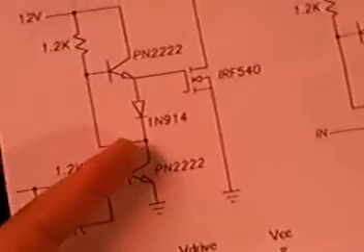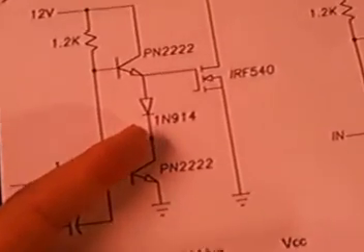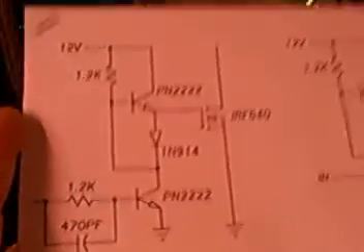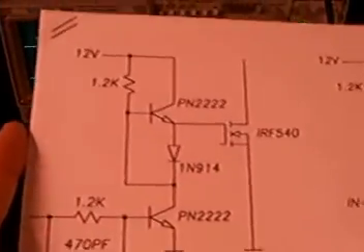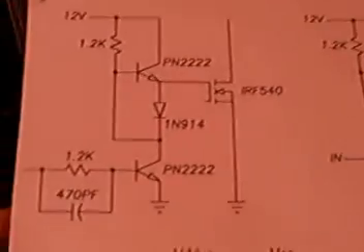Now, this diode is here to prevent a cross conduction. But when you get to a higher frequency, you'll still get cross conduction because the wave is moving too fast. But I'm not exactly sure how to explore that right now.